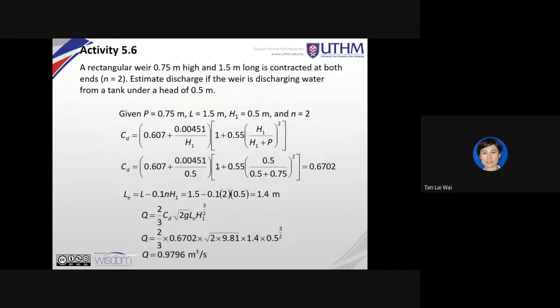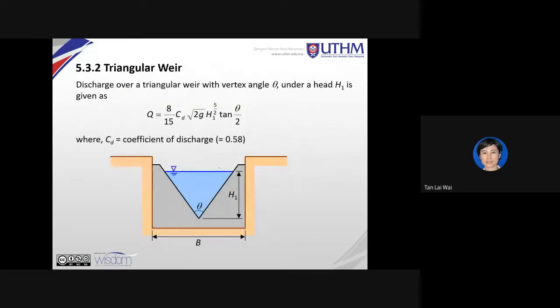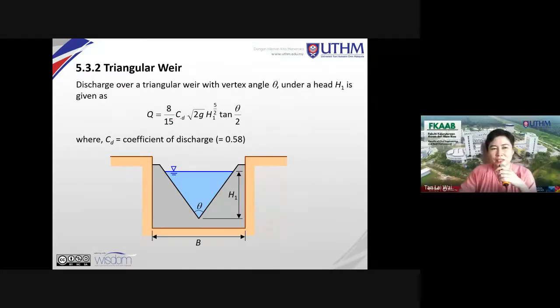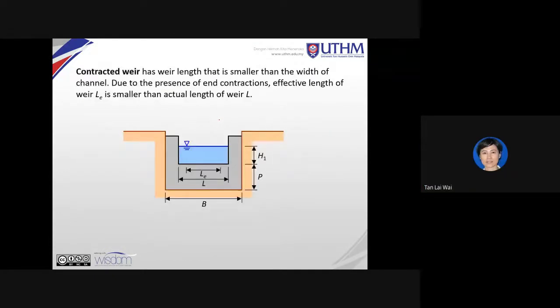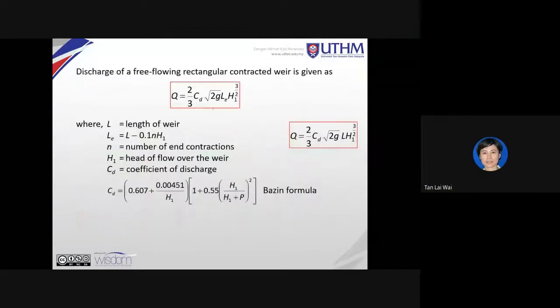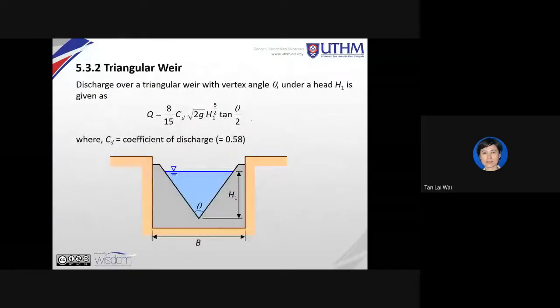Maybe I'll just keep this. I'll go to triangular first. Now, just now you looked at the formula for rectangular, which is 2/3 Cd square root of 2g H to the power of 3/2, times L. So in this case, it involves the triangular weir.